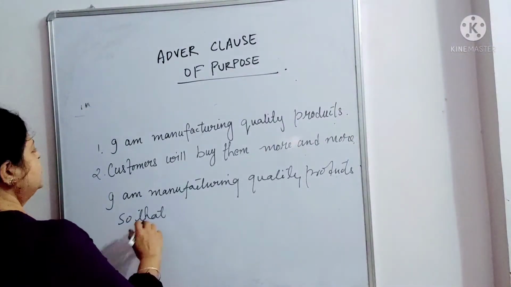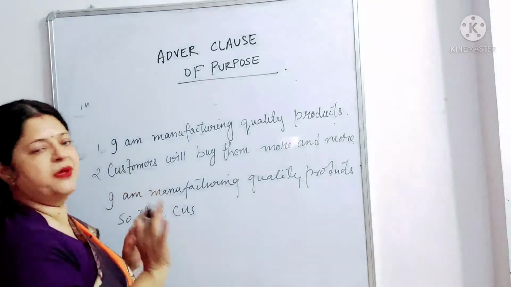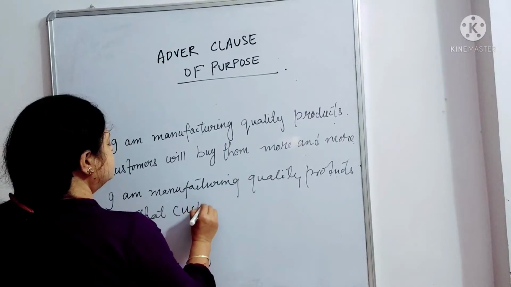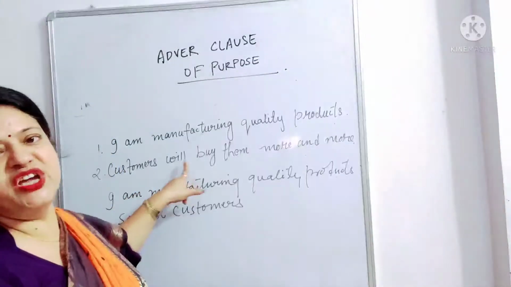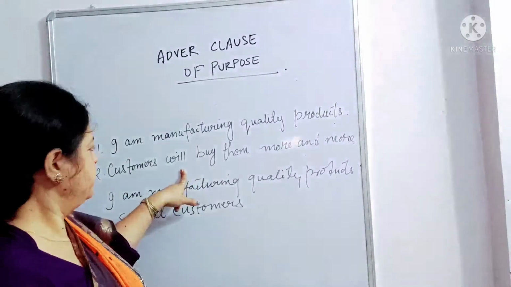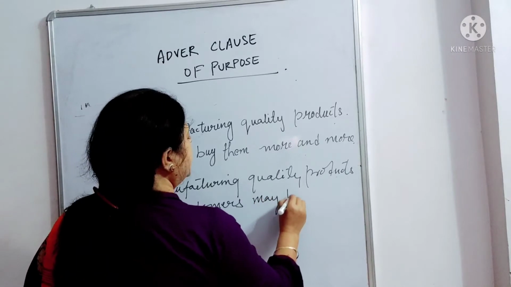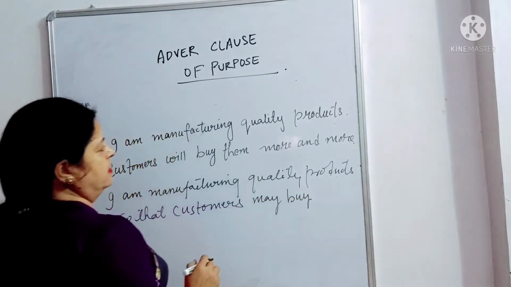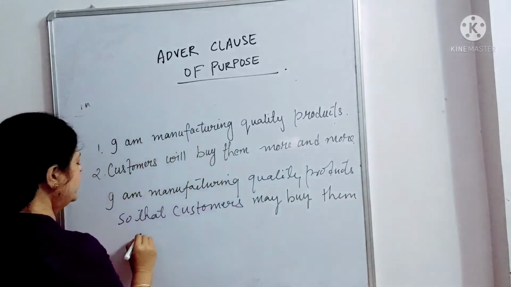So that customers, now I am writing this sentence which is showing purpose. So that customers will buy will change into may buy. May buy or can buy them more and more.